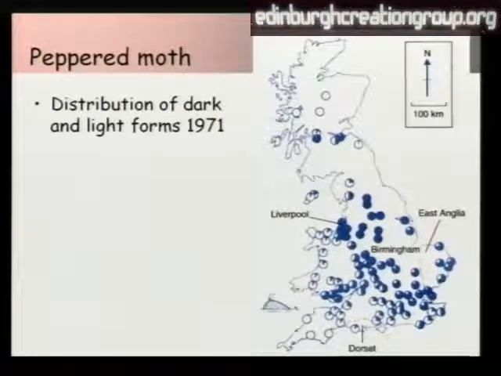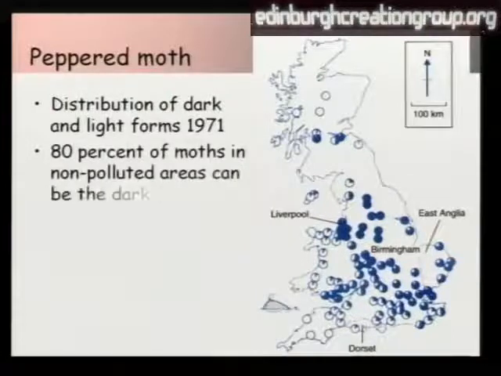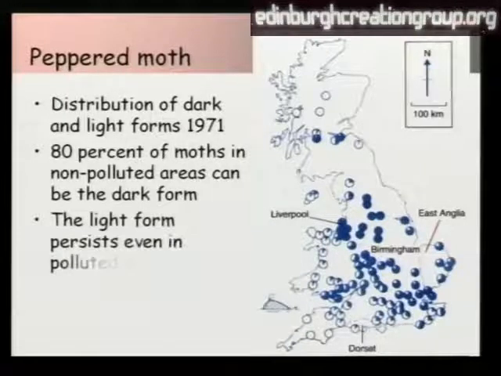But then the distribution is actually rather strange, because you can find some areas where there's no pollution, and 80% of the moths are the dark form. So why are they there? Surely they'd all have been eaten by the birds, so there'd be much less than 80%. So this is the first problem with the story. The light form persists even in polluted areas.